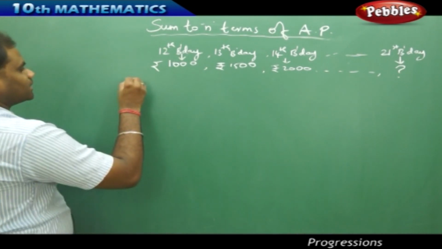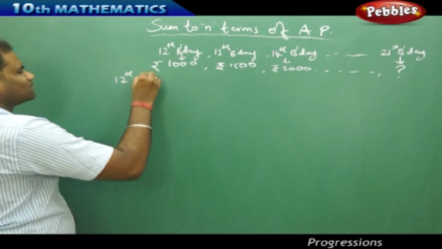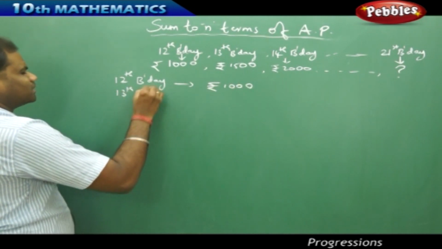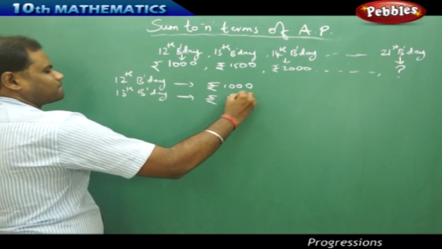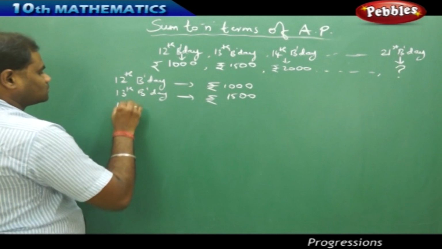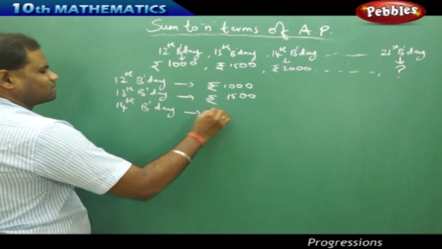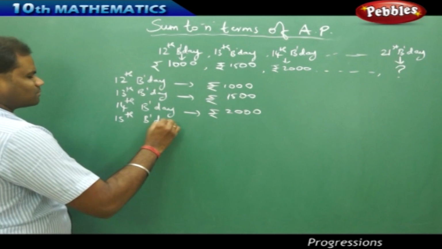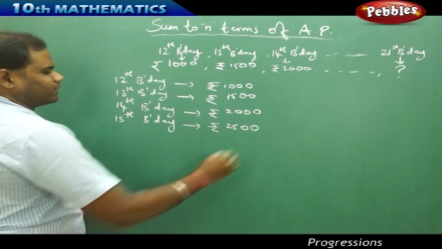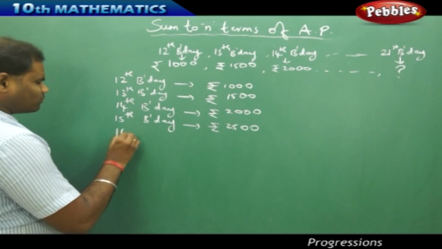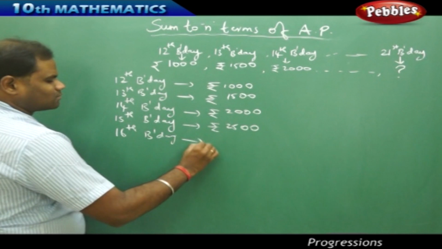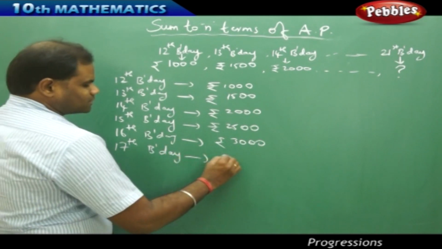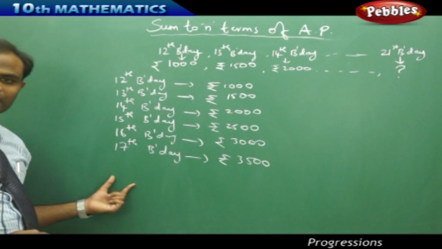So this can be done clearly by taking 12th birthday rupees 1000, 13th birthday rupees 1500, 14th birthday rupees 2000, and the next, 15th birthday, is 2500, where each time 500 rupees is increased, and so on until I reach the 16th, which is 3000, and then coming to the 17th birthday, which gives me 3500, then 18, 19, 20, 21.